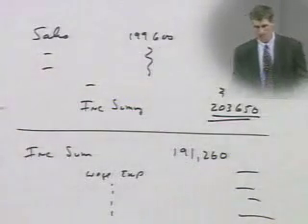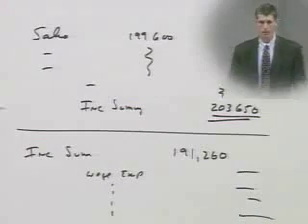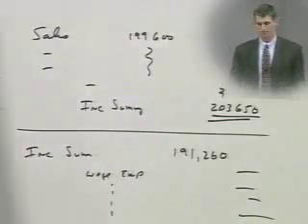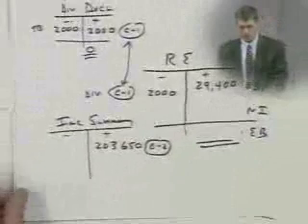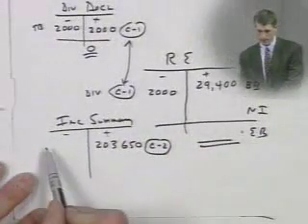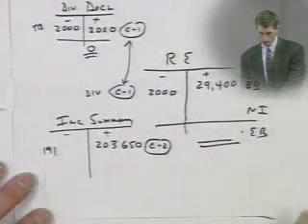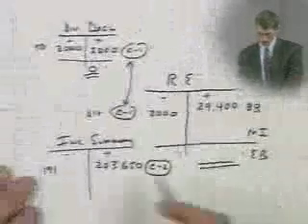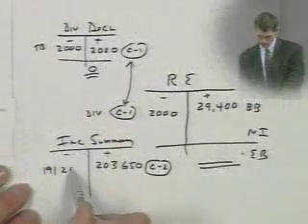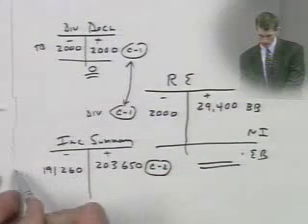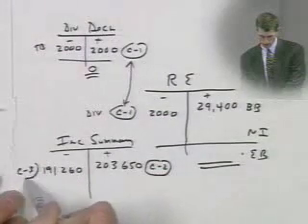191,260. That's the sum of all the expenses. So we go to our income summary account, and we have a debit here of 191,260. That's entry C-3.